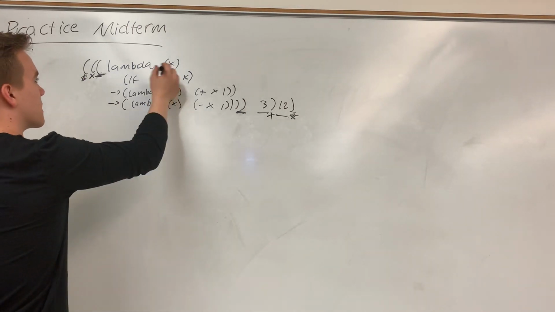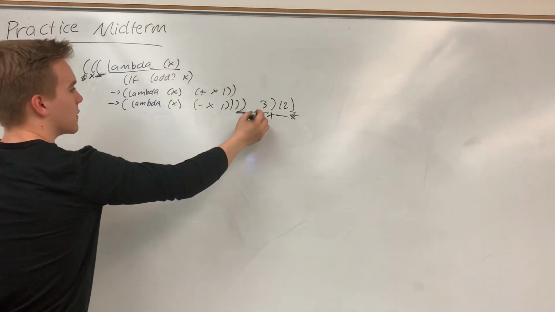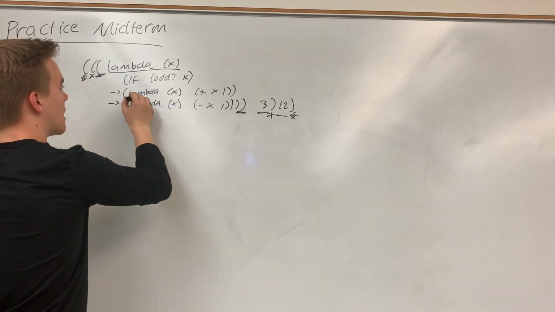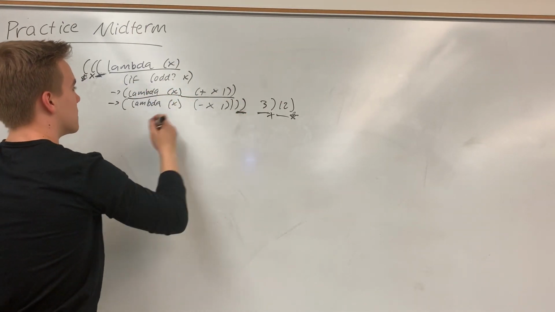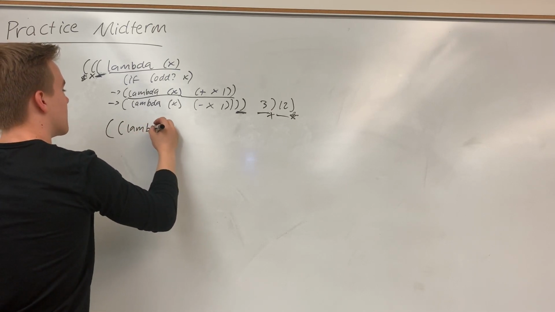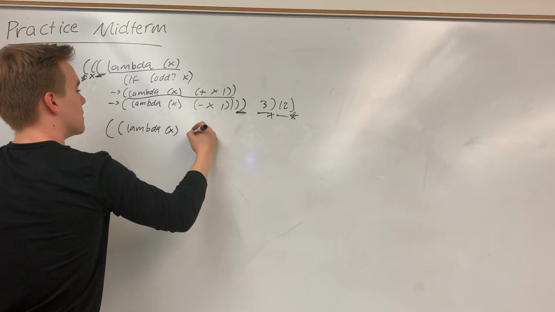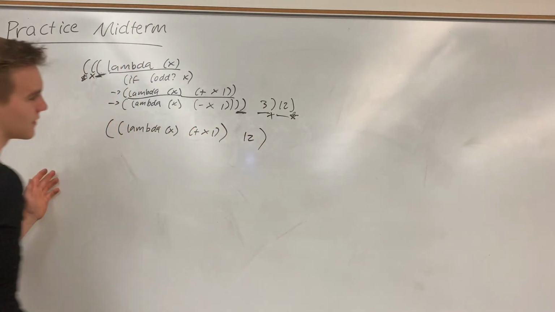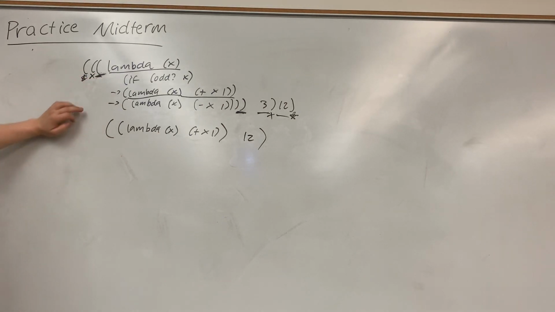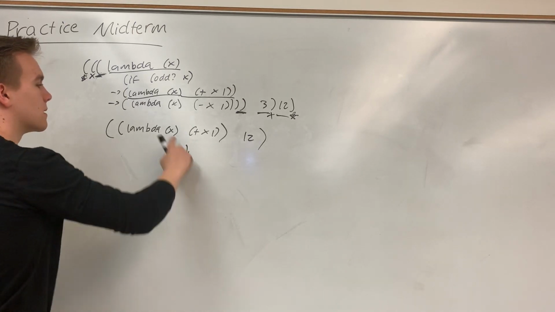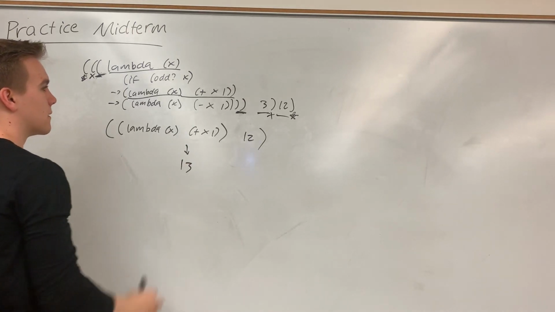So this first lambda is going to be run on 3. If odd x, well, x is odd, it'll output this lambda here. So now we get basically lambda x, x plus 1 on 12 is what this evaluates to, and we simplify this inner lambda and see what it outputs based on that 3. And this will evaluate to, of course, 12 plus 1 is 13.